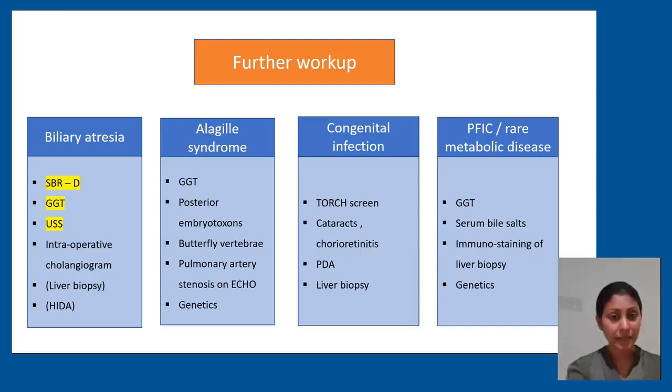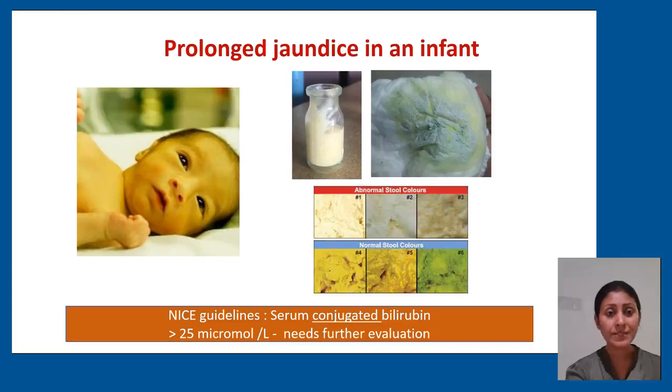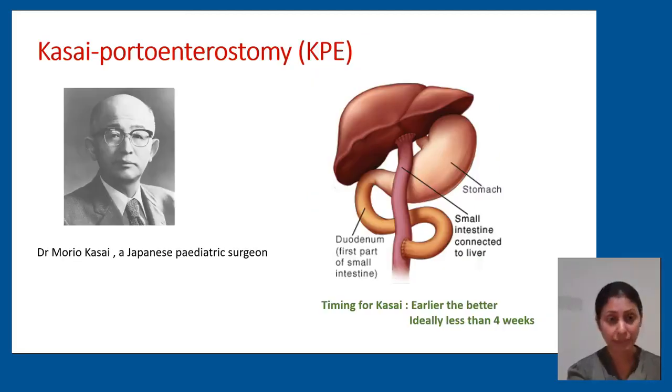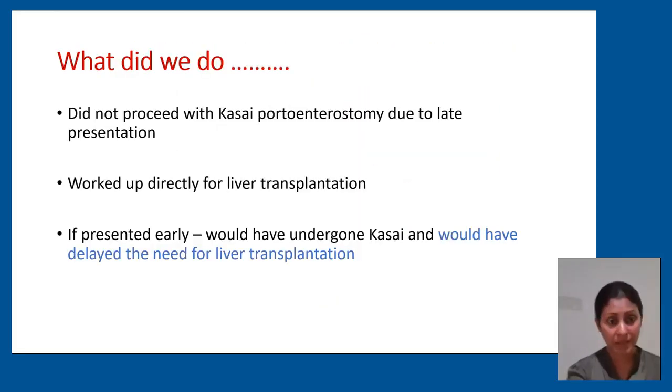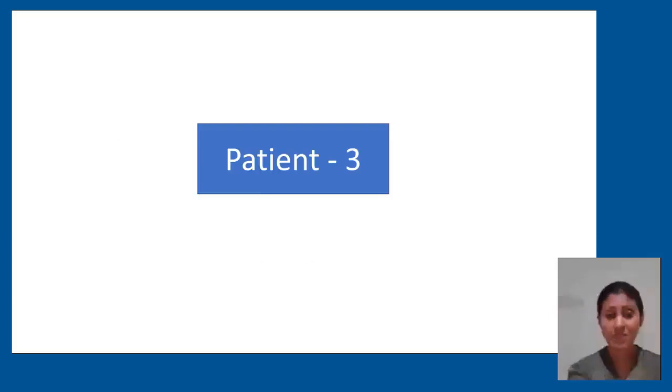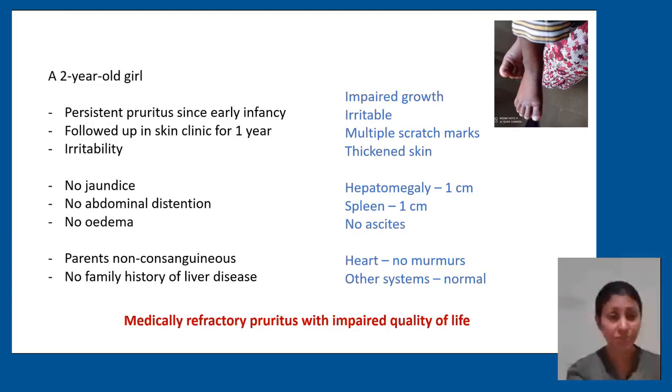So this is the last case I would like to discuss. We had a 2-year-old girl who had persistent pruritus since early infancy, initially followed up in the dermatology clinic for a dermatology condition. They were suspecting a dermatological condition. There was no jaundice. Parents were non-consanguineous and there was no family history of liver disease.